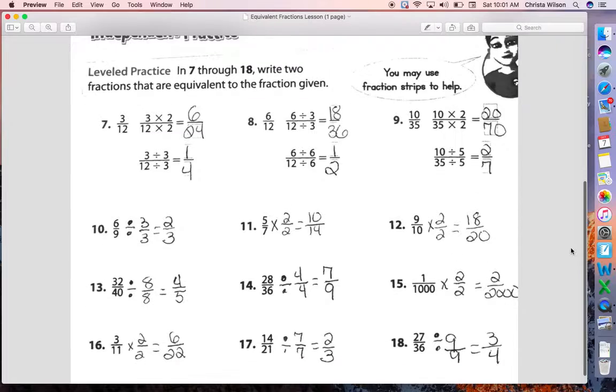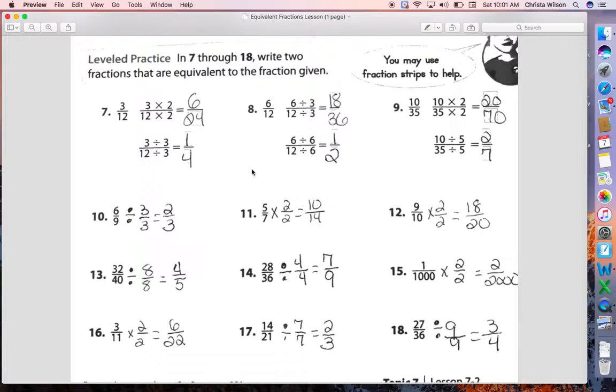Okay, now let's actually look at the problems I had you do. So this one, I chose to divide it because 6 and 9 have a common factor of 3. So it reduces it to its smallest form. If you chose to multiply it, that's fine. If you multiplied it by 2, that would be 12/18, I believe. But I chose to divide it because they have the common factor of 3.